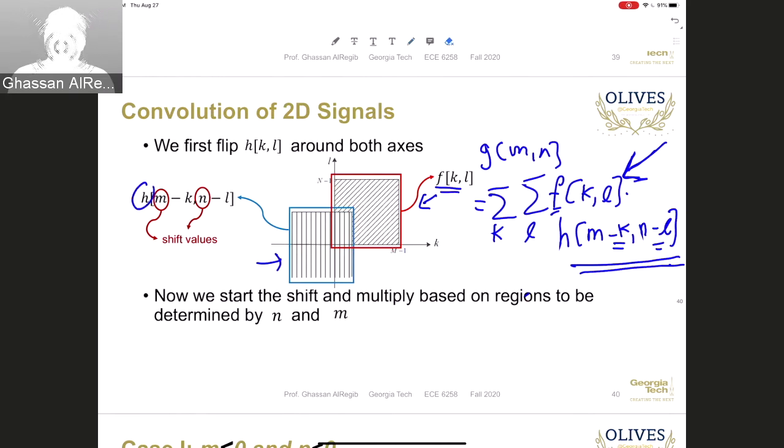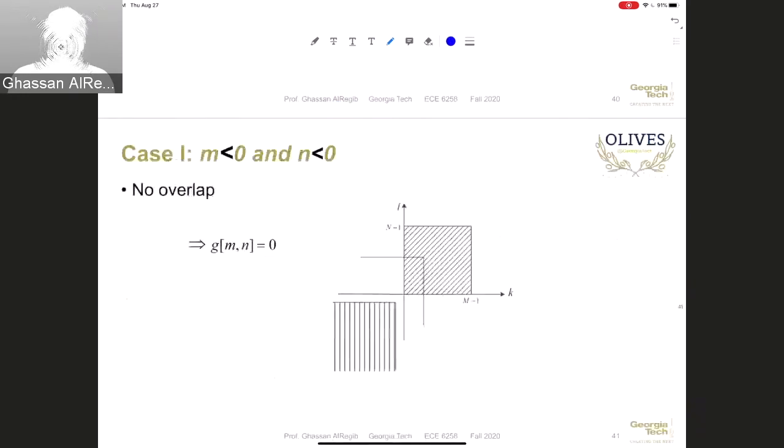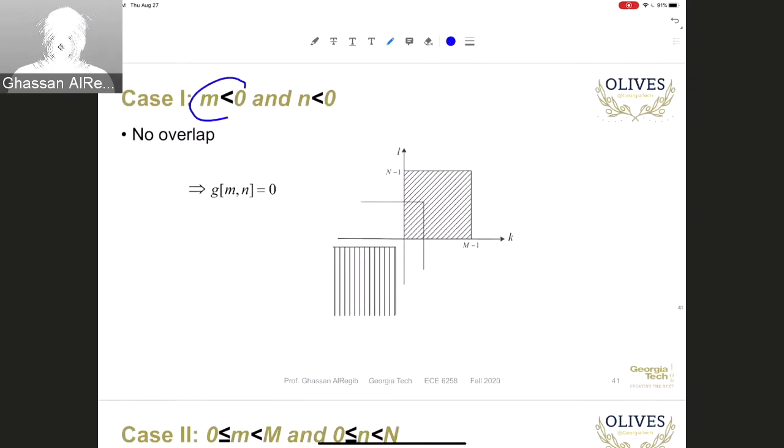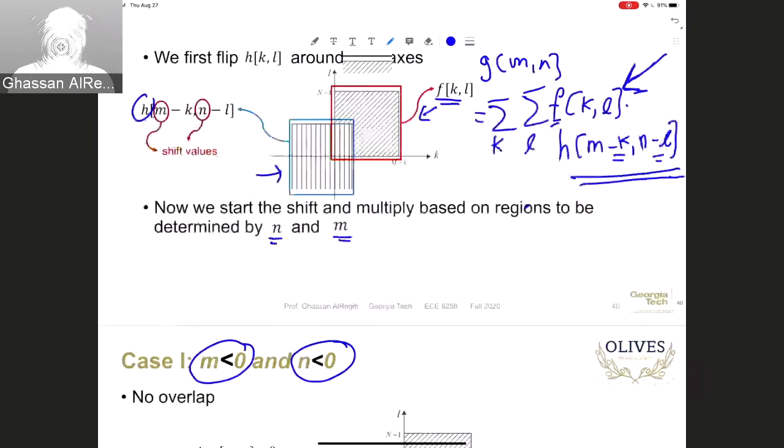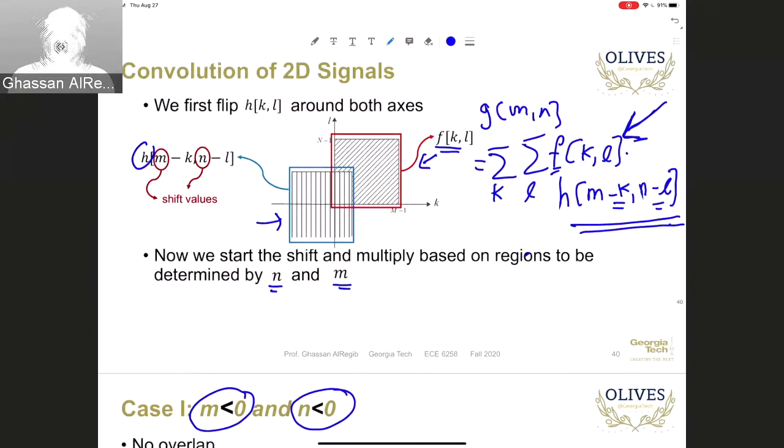So there's no need to come to this one. Now the question is, how can we control where we are? That is how we shift, and it's really determined by M and N. So let's look at the first case: if M is negative and N is negative. That means this here, remember, is H of M minus K and N minus L. So this is H.